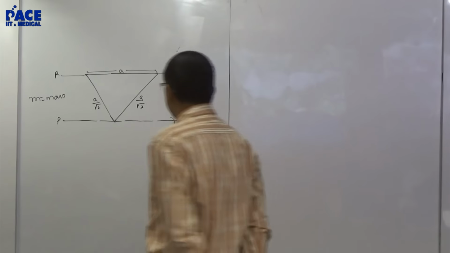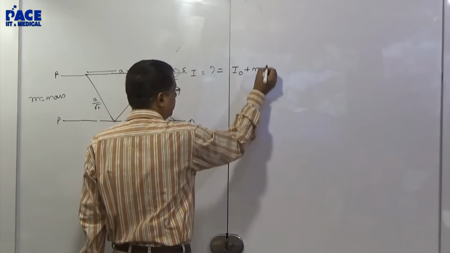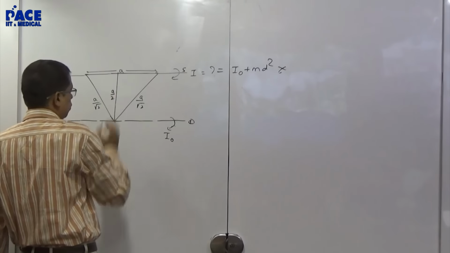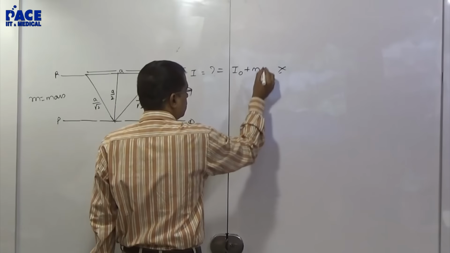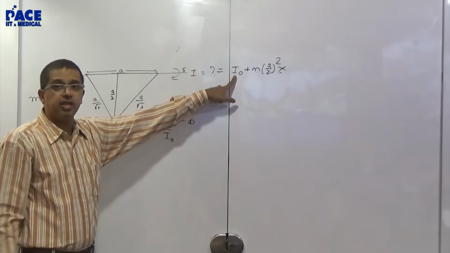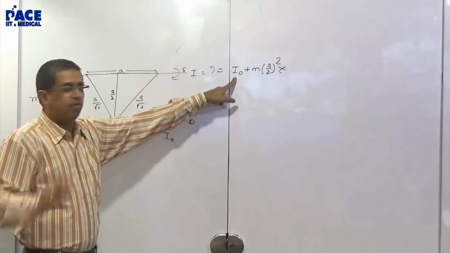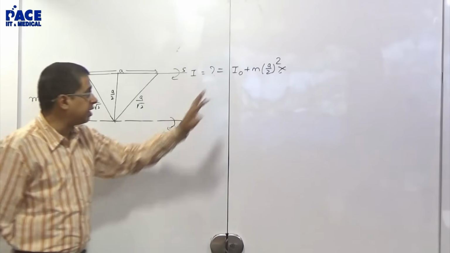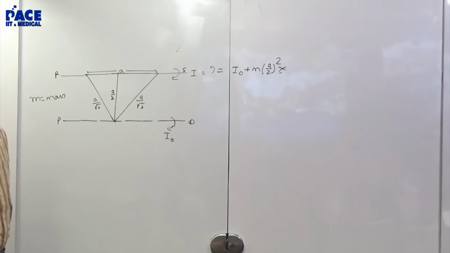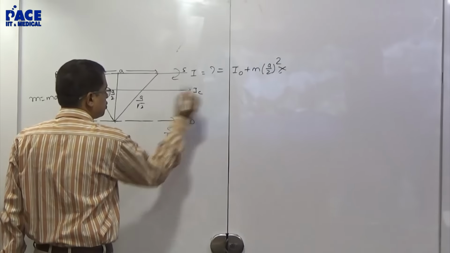Now the question is mainly given for you people to fall for one trap. All the people who take I naught as M into D square will be wrong. D will be this distance. This will be A by 2. Am I right? All the people who took this I naught plus M into A by 2 whole square are wrong. Because this must be the moment of inertia of the body about center of mass. Both the axes should be parallel. That condition is fulfilled. But this is not the axis passing through the center of mass. Then what do you want me to do? Do calculate I about C.